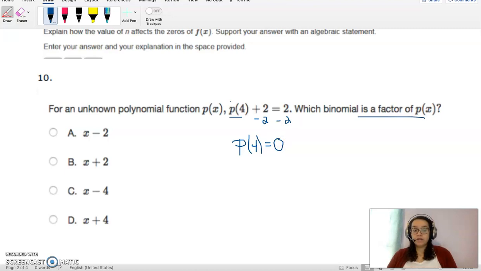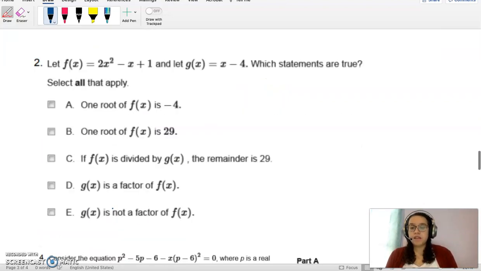From here, recall in our number 1, what are the next steps? How can we determine which one is a factor, right? We know right off the bat there are 2 that we can eliminate because they don't have a 4 in it. But now we're left with C or D. You pick which one's the correct answer.